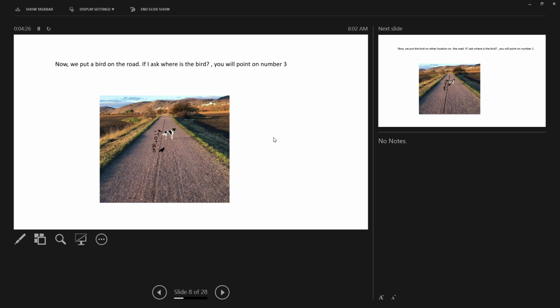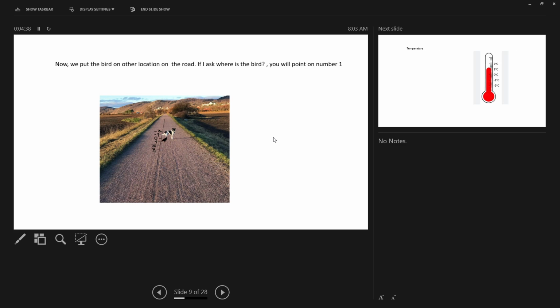Now we put a bird on the road. If I ask where is the bird, you will point on number 3. Now we put the bird on another location on the road. And if I ask where is the bird now, you will point on number 1.